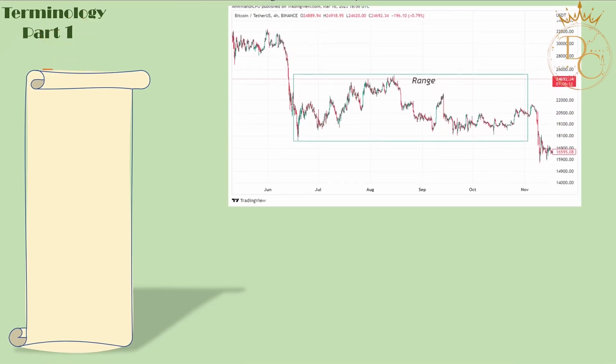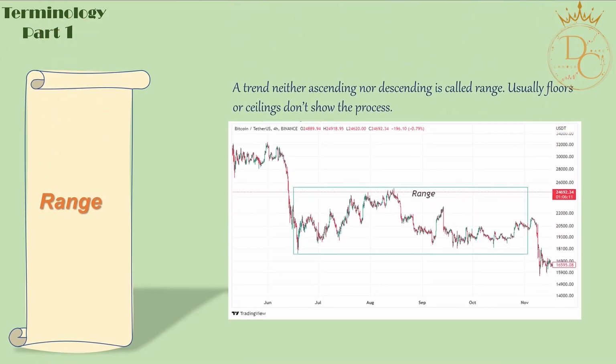A trend neither ascending nor descending is called range. Usually floors or ceilings don't show the process. A range refers to the price level at which a cryptocurrency fluctuates over a specific period, often between a high and a low. Traders often look for patterns within ranges to make decisions.